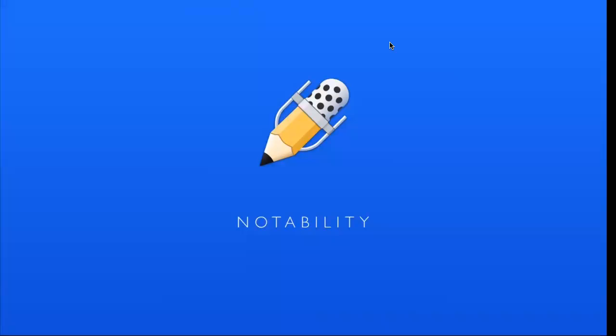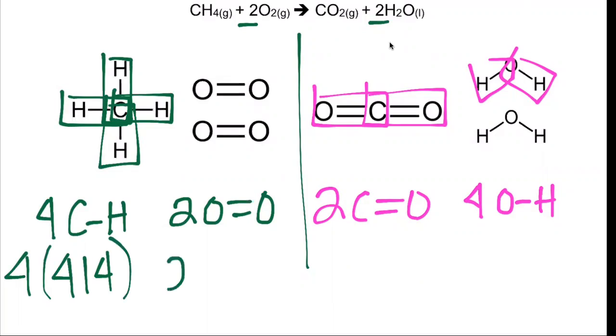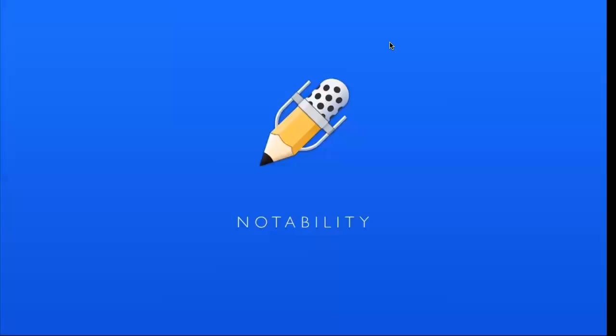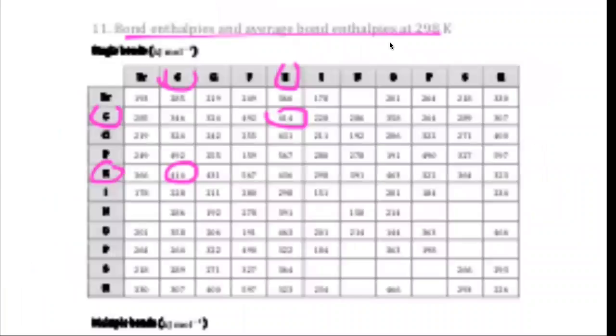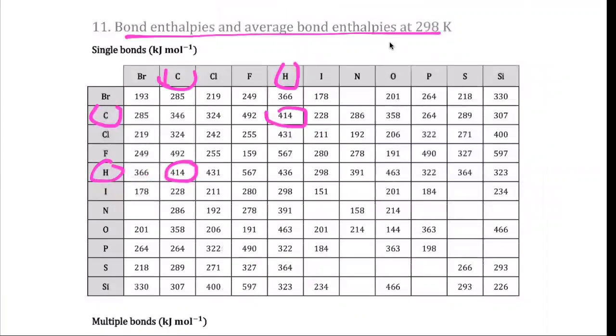So let me go back to our notes. We're going to write this one down. So CH is 414, but that 414 is going to get multiplied by 4, okay, because I have 4 of those CH bonds. So then I'm going to have 2 times whatever I get for OO, but you got to be careful because this one is a double bond. And so this chart is just for single bonds. Okay, so I don't want to look for the oxygens on this chart.